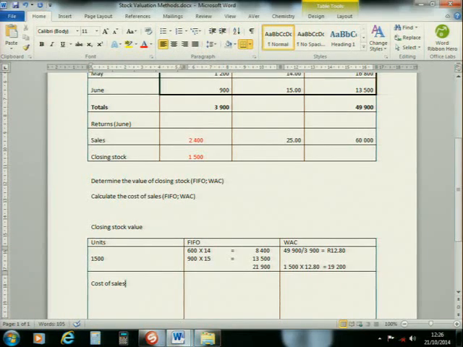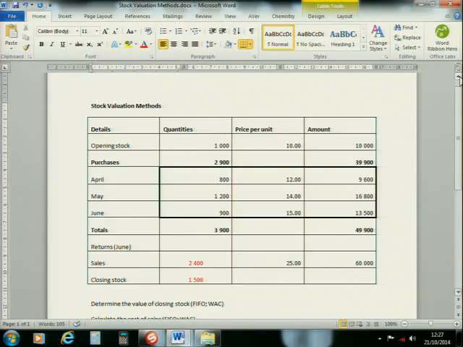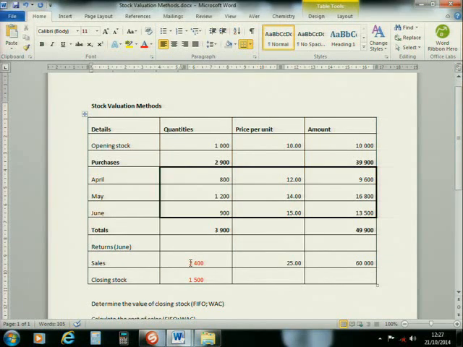Of sales using FIFO, it means you must go back here and say, these units, the 2,400 units, how much did they cost you as the trader? How much did you pay for them? You bought them for something. How much did you buy this? So 10,000 plus 9,006 plus half of this, 600 times 14.